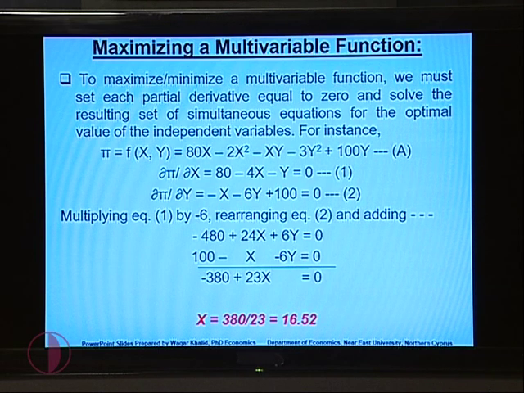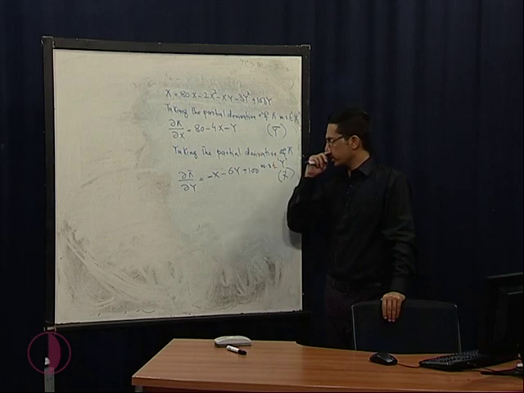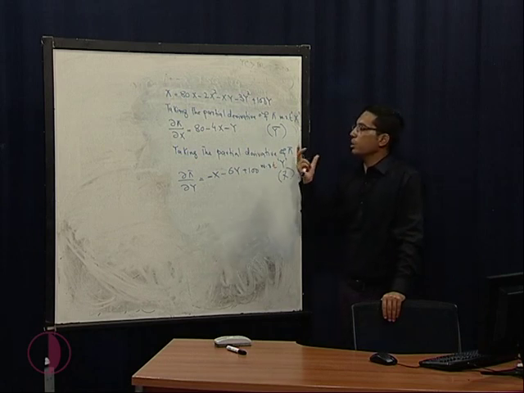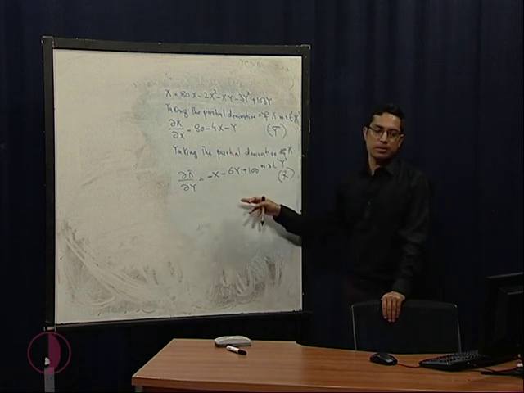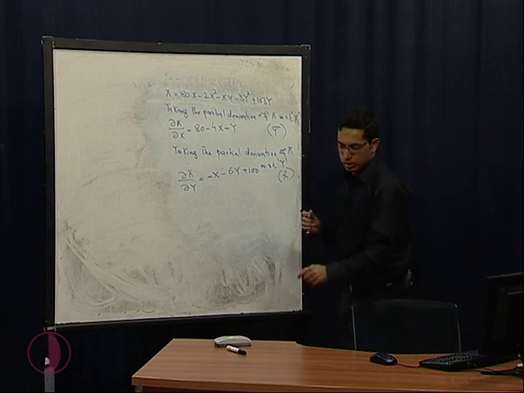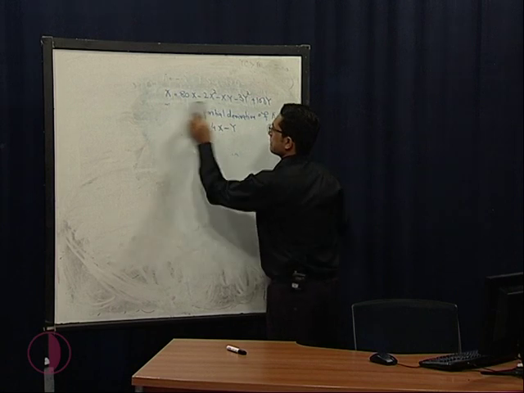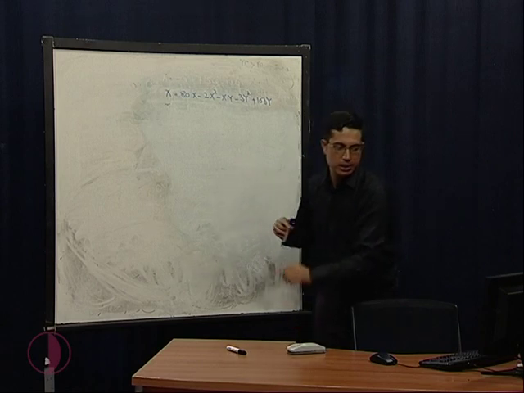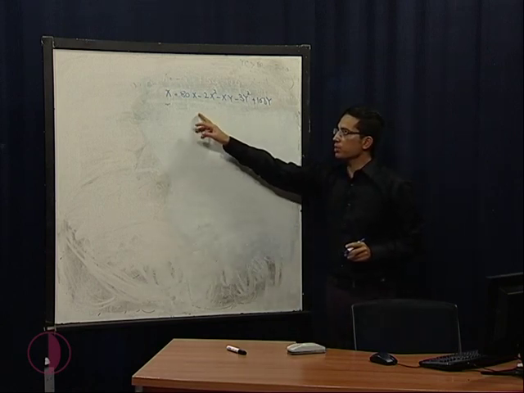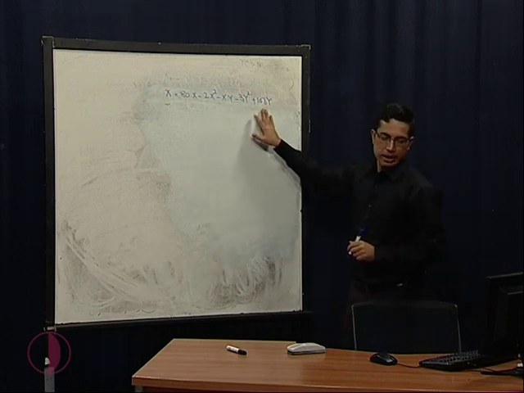We have simultaneous equations. One equation is this one and this is the second equation. So in the simultaneous equation case, we need to solve both the equations simultaneously in order to find x as well as y. So how will we do this? As we have discussed, this is our profit function, which is equal to 80x minus 2x square minus xy minus 3y square plus 100y.